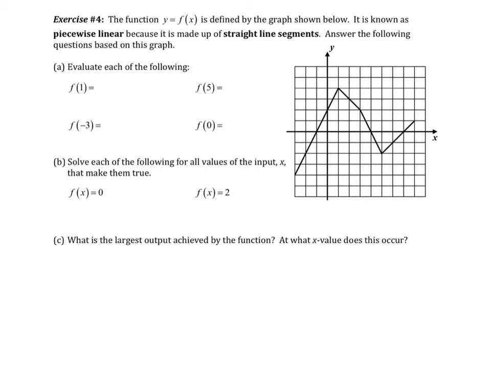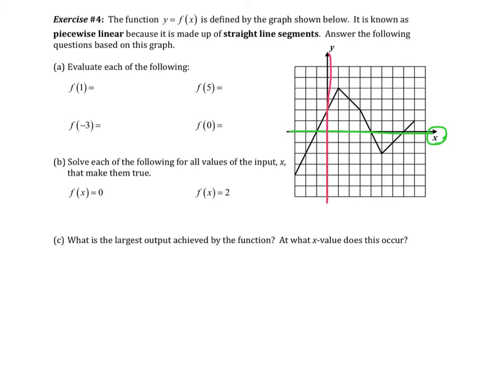So here, if I'm asked to evaluate, again, I have to keep in mind my inputs and outputs. Now, on a graph, where are the inputs? Well, think about it. Your inputs are your x values. So where are my inputs? They're on the x-axis, which I'm highlighting here in green. My outputs are my y values. Those are on the y-axis, which I'm highlighting in pink.